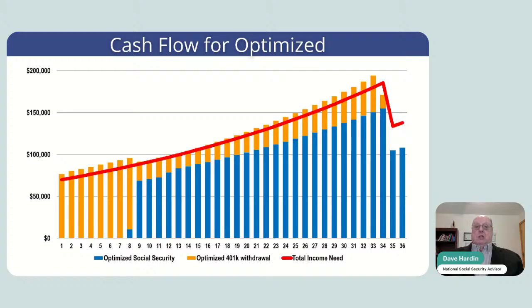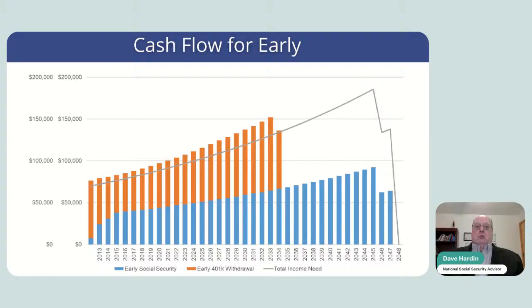But you tell me, which cash flow would you rather have? The one where they don't run out of money until they die? Or the one where two-thirds of the way through retirement, they have a serious problem? Now, I want you to think for a second, what would this couple do?